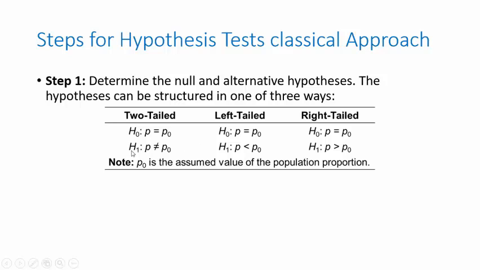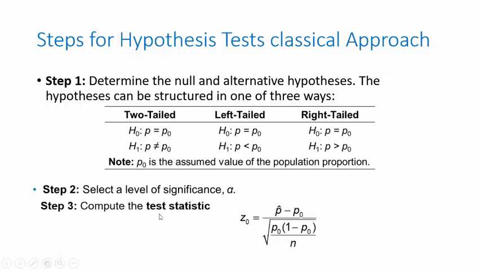The alternative hypothesis determines whether we are in a two-tailed, left-tailed, or right-tailed test. In a two-tailed test, p is not equal to p0. In a left-tailed test, p is less than p0, and in a right-tailed test, p is greater than p0. It is really important that we correctly determine what kind of test we are performing, based on the alternative hypothesis. The second step is to select the level of significance alpha, which is usually given in the problem.